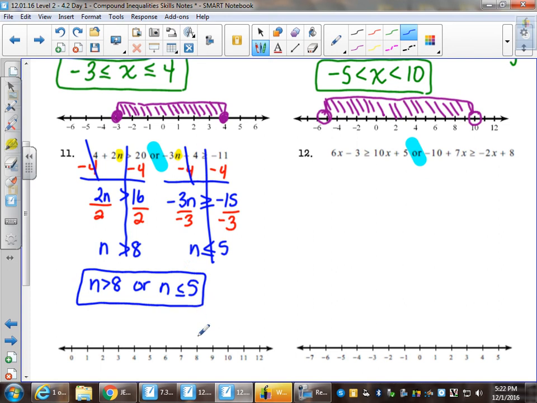This will have two pieces. Greater than 8 or less than or equal to 5.